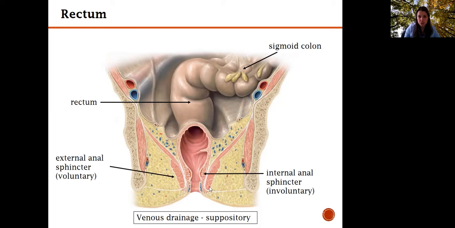So the lower 2/3 of the rectum will be drained by branches of the inferior vena cava, the internal iliac vein, and so on. And the upper 1/3 will be drained by tributaries of the portal vein, just like the other parts of the intestinal system.